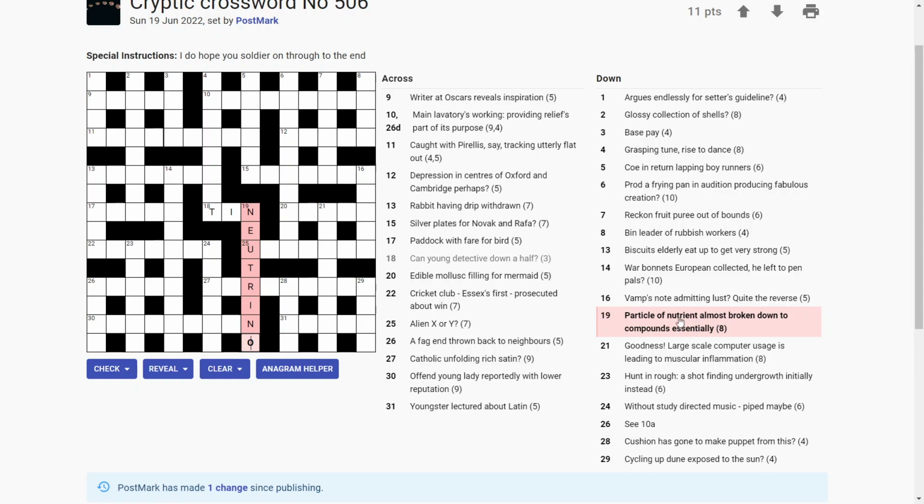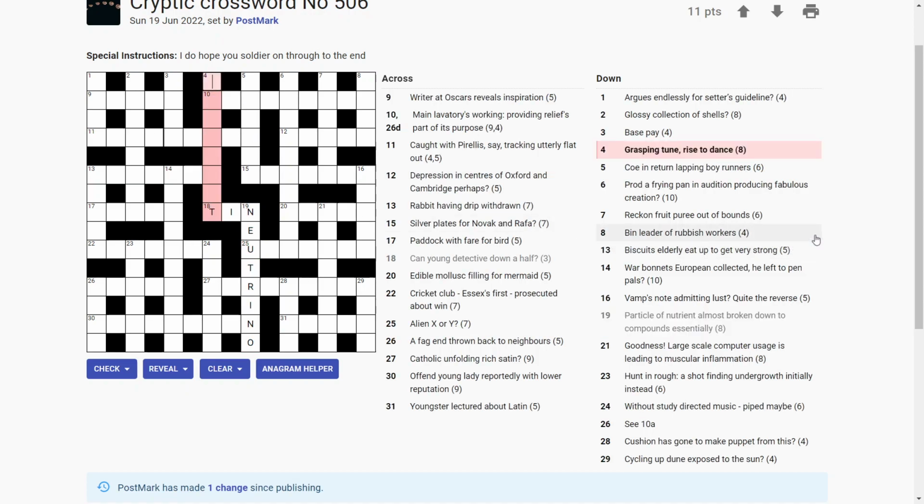So nutrient almost is most of the word nutrient without the T, broken down to an anagram. Two compounds essentially. I see. Compounds essentially, the middle letter of the word compounds is our O, neutrino. Wow.